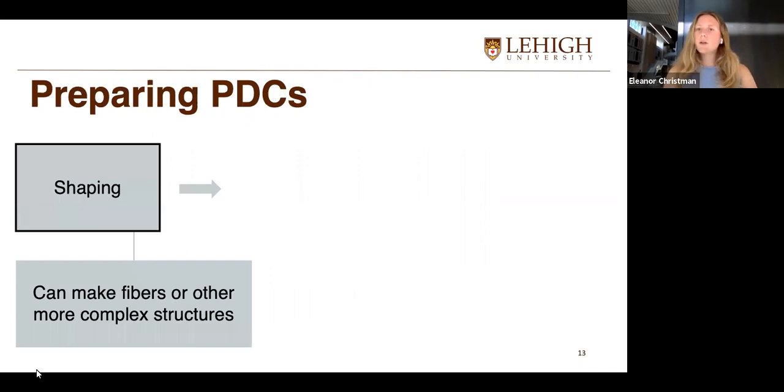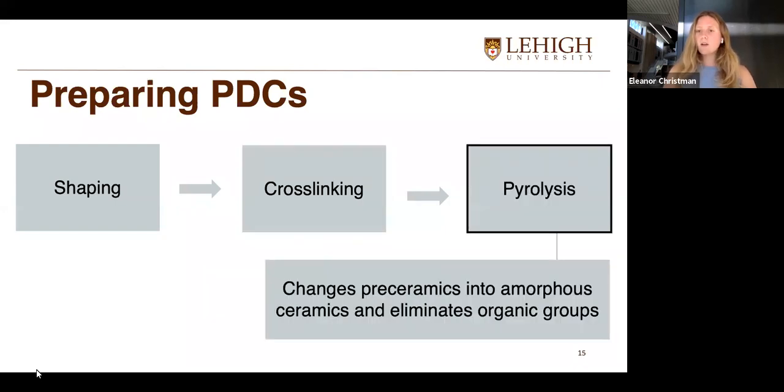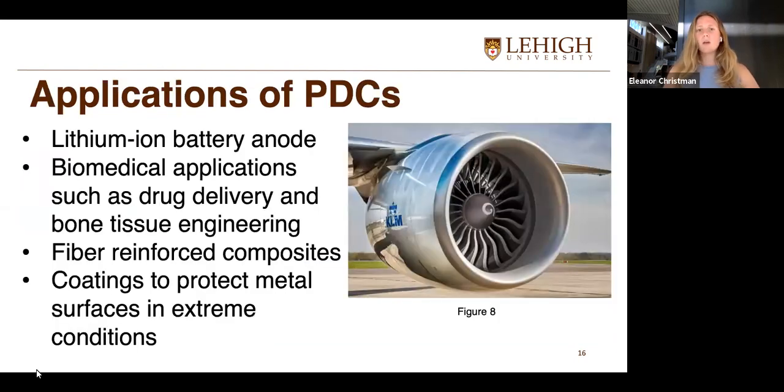And then I'll go into a little bit about preparing PDCs. The first step would be shaping them, so you could make fibers or other complex structures. Next would be cross-linking, which allows the 3D networks to form. And then finally, pyrolysis, which changes the pre-ceramics into amorphous ceramics and eliminates those organic groups. So you're left with an inorganic ceramic material.